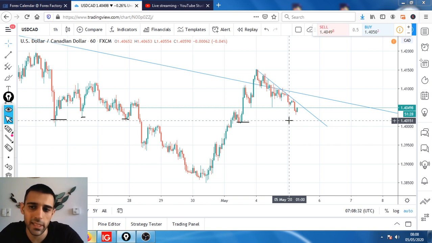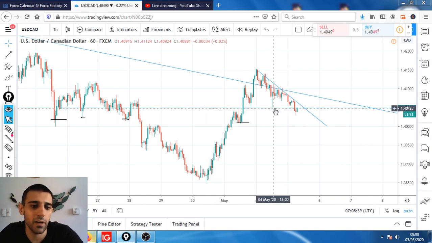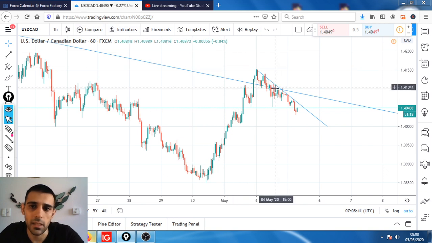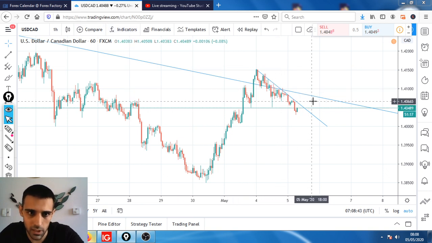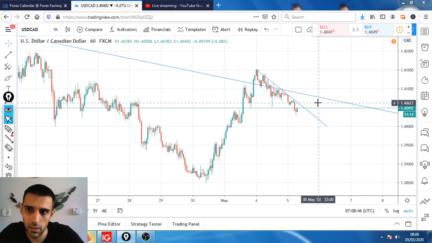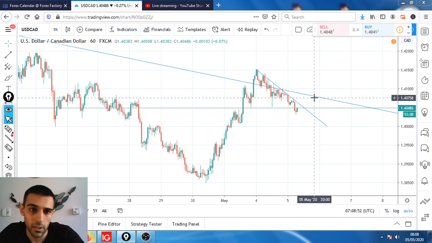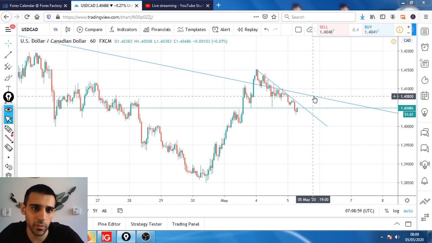If we enter at 140.60 with 140.15 as the target, we're looking at about 45 pips gain. And for the stop loss, we can get away with a 10 pip stop loss in here, or 15 if you want to be a bit more safe. 15 would be a bit better than 10. 10 is a bit too tight.